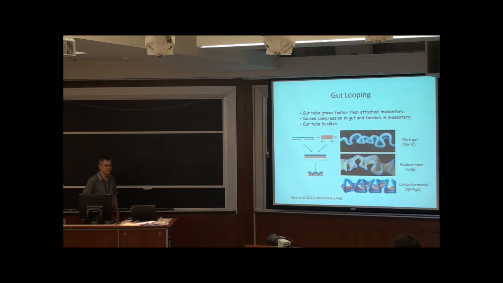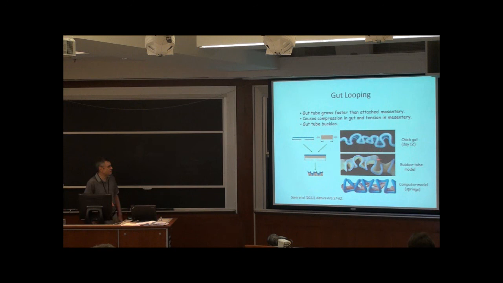And so Savin et al. studied this problem using three different models. One was a chick embryo. If they remove the gut tube that's coiled up from the chick embryo and let it uncoil, this is what they get. It doesn't uncoil completely because it has this other layer surrounding it, this mesentery that's under tension and is connected to it. So their idea was that the gut tube grows faster than the attached mesentery. That puts the mesentery into tension, the gut tube into compression, and that would cause it to buckle into a shape like this.